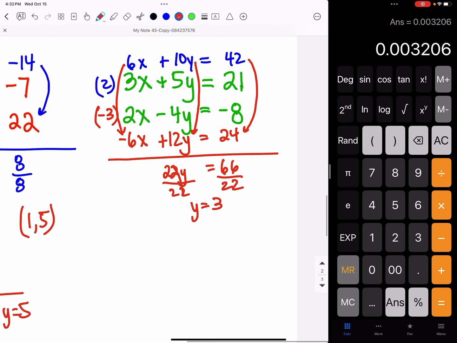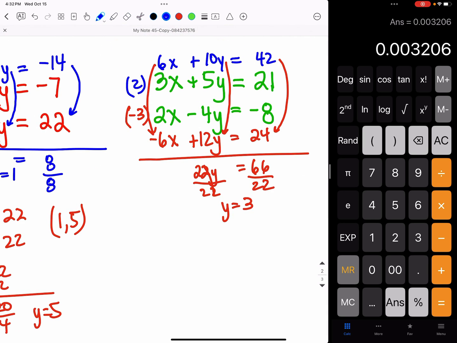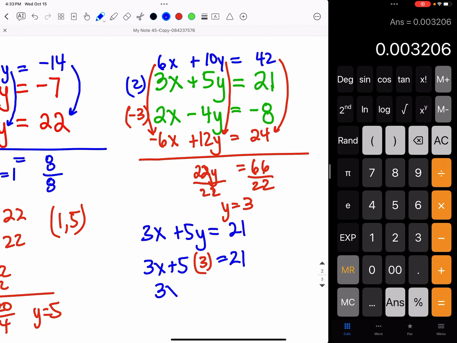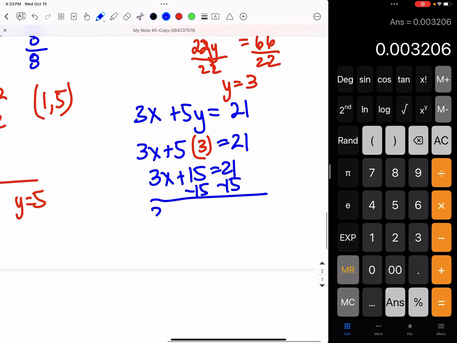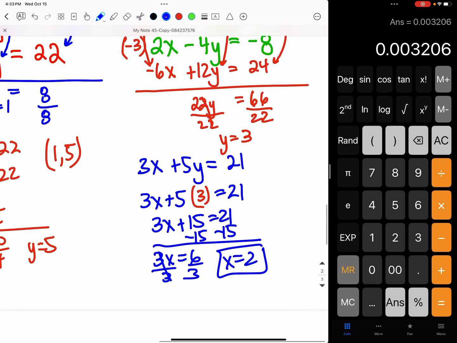Looks like the easiest one for me to do is 3x's plus 5y's is 21, but now y's are 3's. So, okay, 3x's plus 5 times 3 is 21. 3x's plus 15 is 21. Minus the 15. 3x's equals 6, divide by 3, x equals 2. So this is 2 for the x's, 3 for the y's.